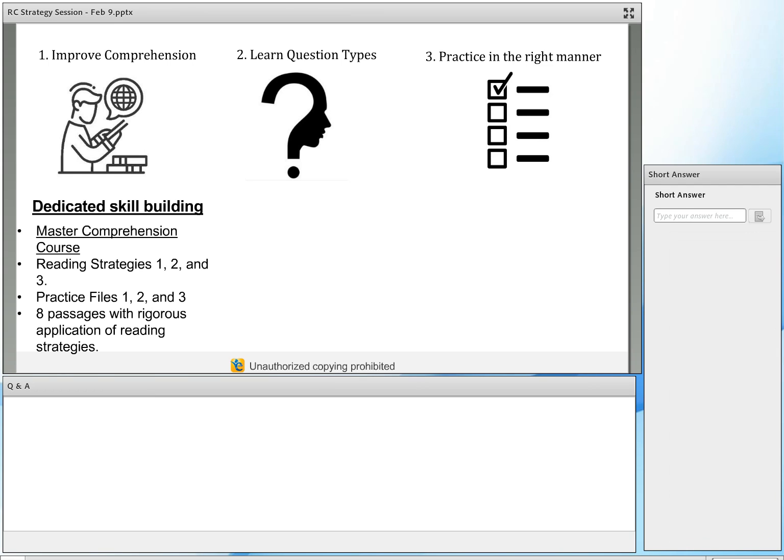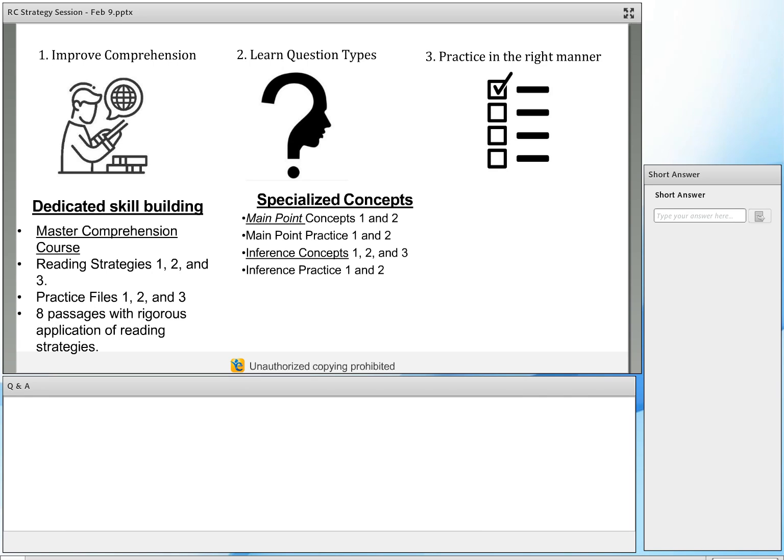Now, once you do that, ultimately, you have to solve questions, right? So you have to understand how you should be approaching the questions that are asked to you. We have specialized concept files and practice files for each question type. For main point, we have 2 concept files, and then we have 2 practice files. For inference, we have 3 concept files, and then we have 2 practice files. Same thing holds true for detail and for structure.